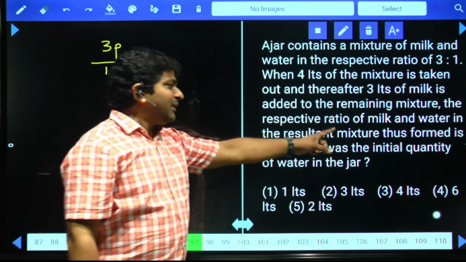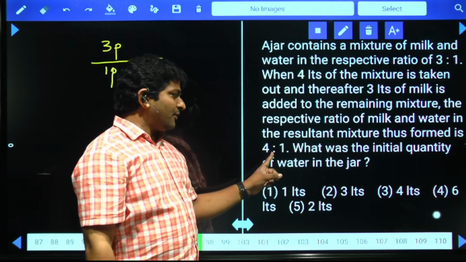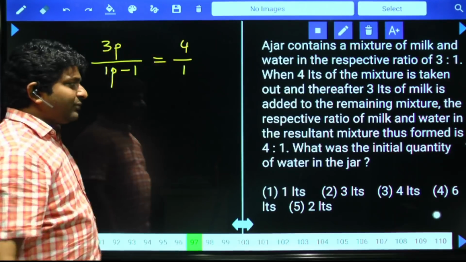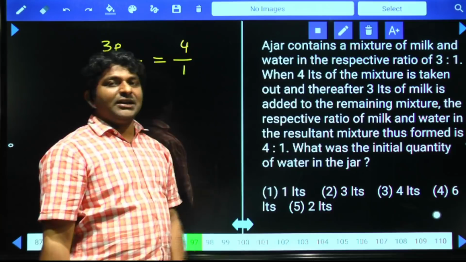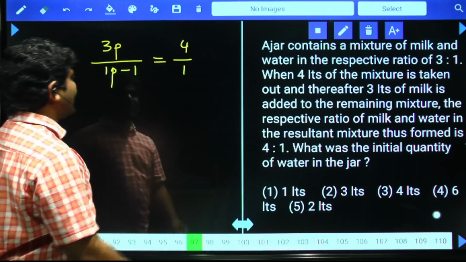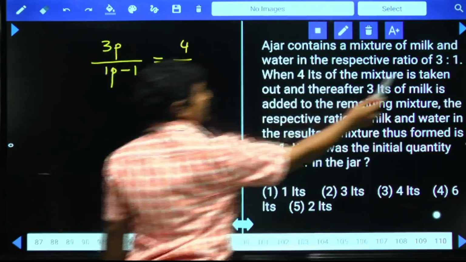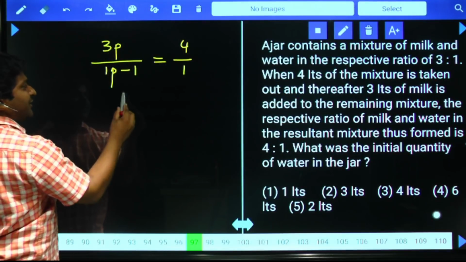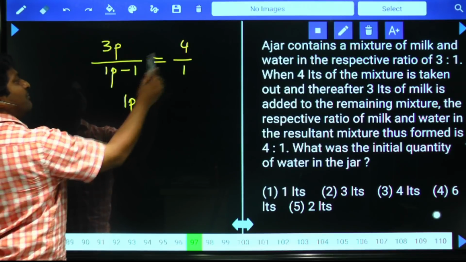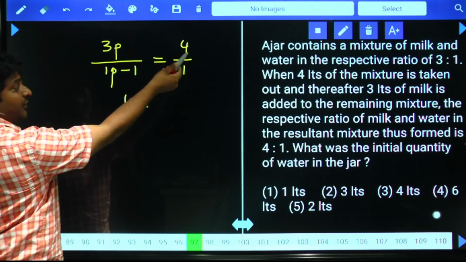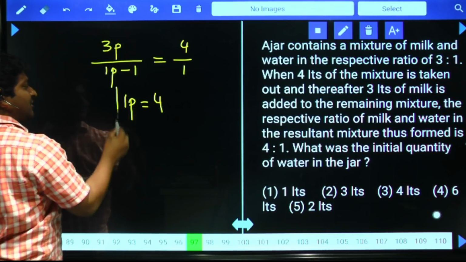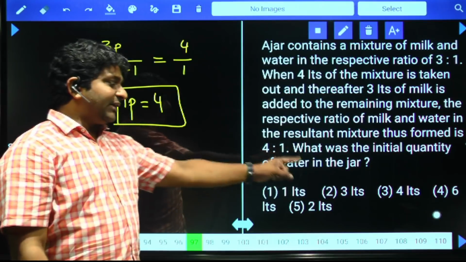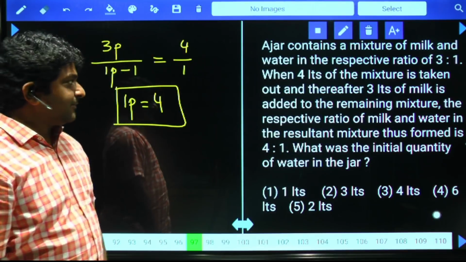Now the respective ratio of milk and water in the resultant mixture formed is 4:1. What was the initial quantity of water in the jar? Initial quantity of water is 1 part. That's what we need to calculate. 3 parts, 4 parts. Difference is 1 part. And here, minus 1 into 4, minus 4. Minus 4 goes to right hand side. That becomes 4. 1 part is equal to 4. So, initial water in the container is equal to 4 liters.